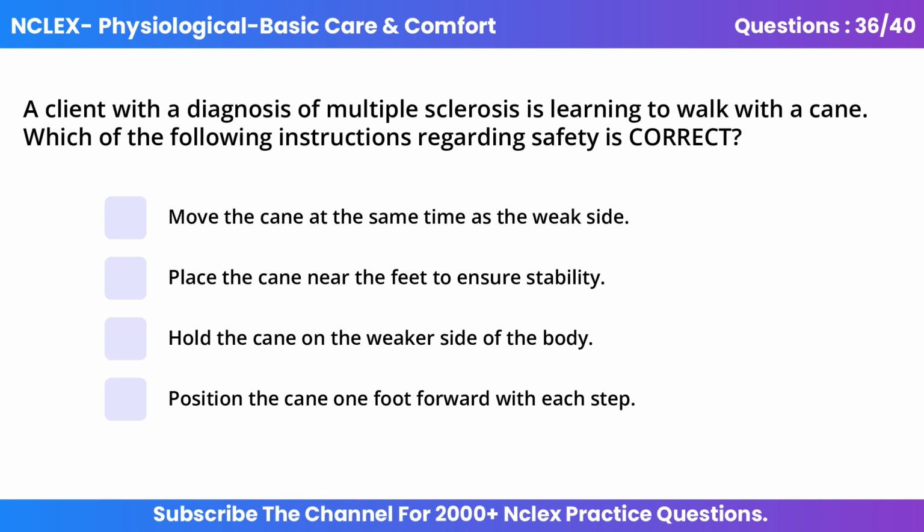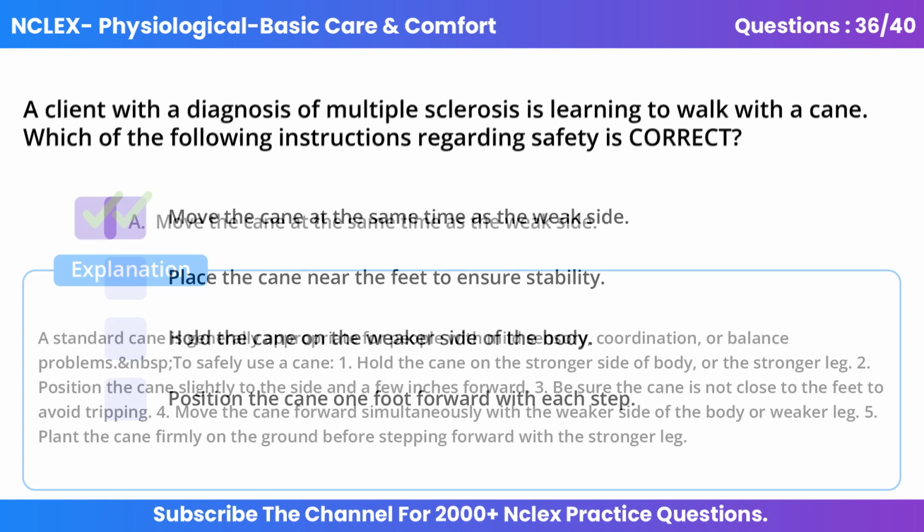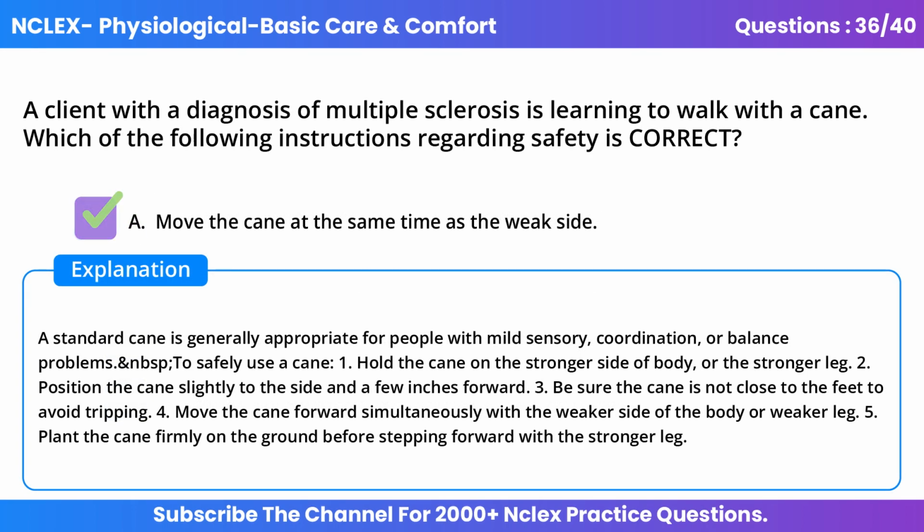Question 36. A client with a diagnosis of multiple sclerosis is learning to walk with a cane. Which of the following instructions regarding safety is correct? A. Move the cane at the same time as the weak side. A standard cane is generally appropriate for people with mild sensory, coordination, or balance problems.